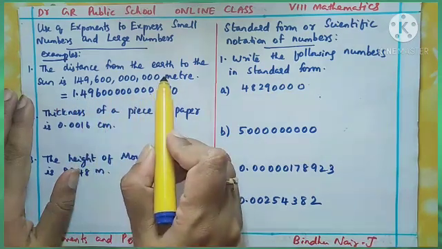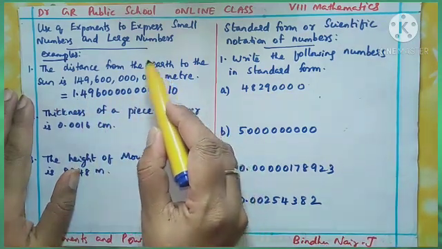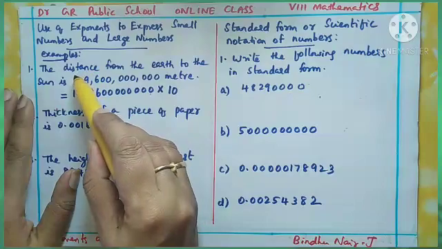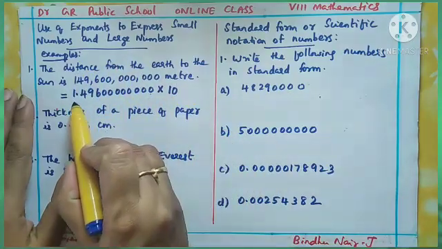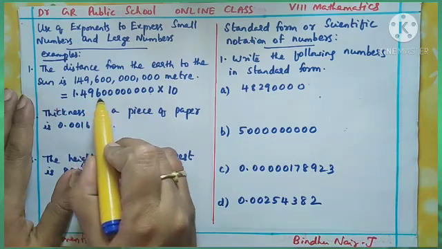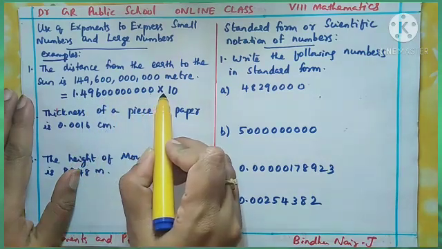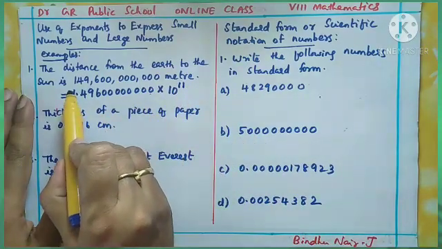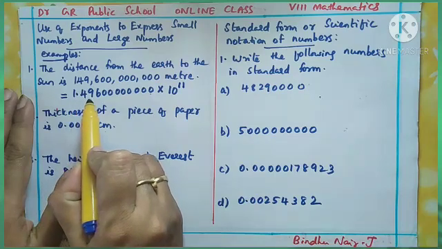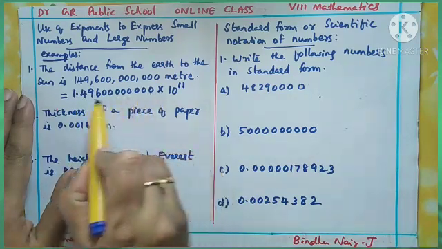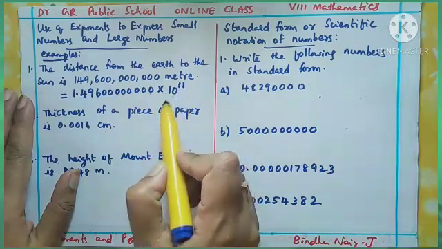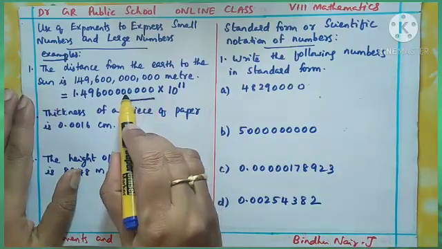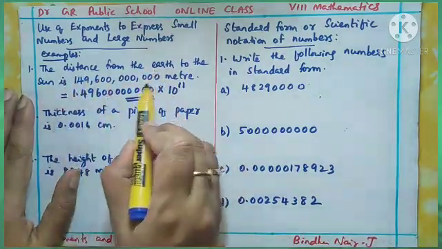So actually the decimal was here and we placed it after 1. So 11 places were jumped onto the left side. So the value is 1.496 and 8 zeros into 10 to the power 11. Okay, so the decimal we placed after 1. You want to count the remaining numbers. There are 11 numbers. So you want to write into 10 to the power 11. Okay, so this is the standard form of this actual number.